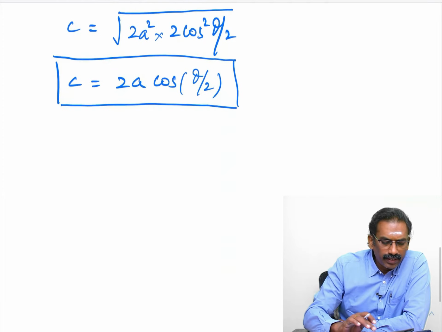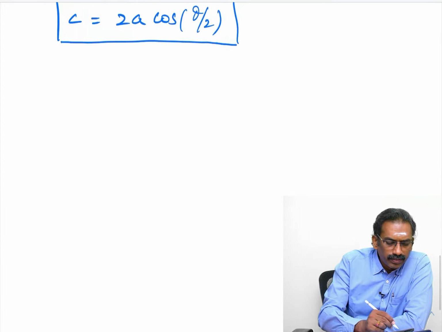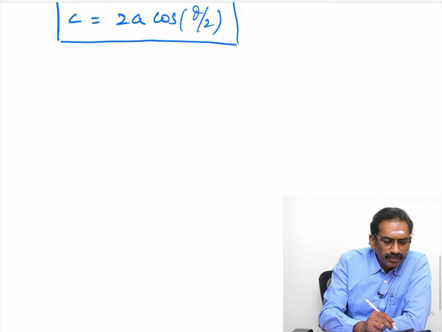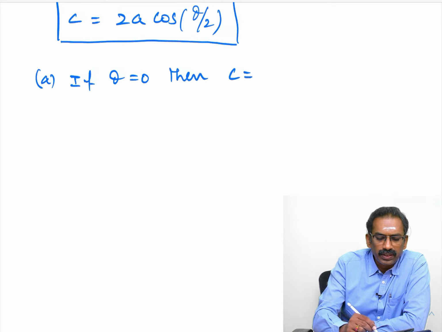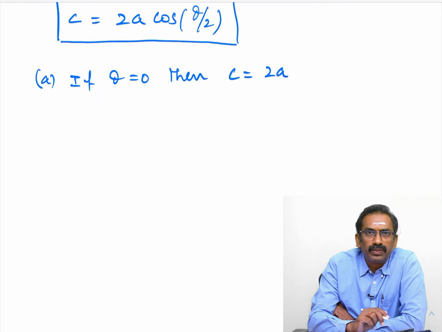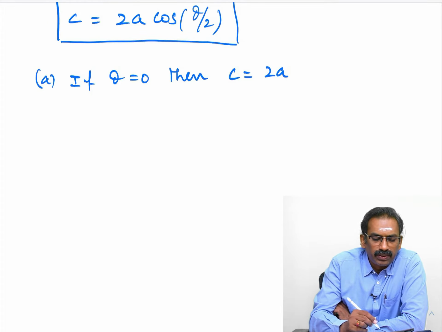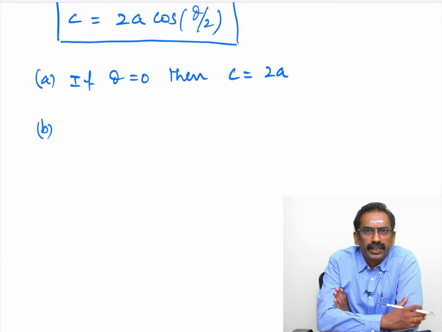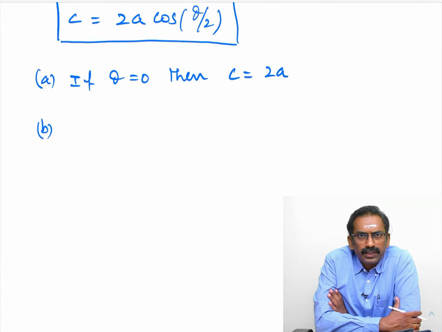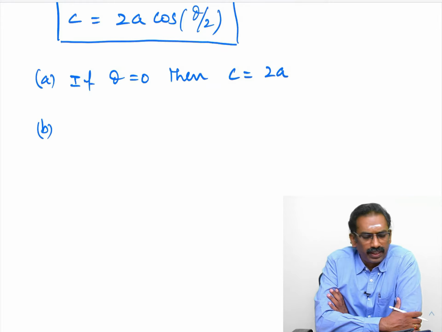Let us take case A. If theta is equal to 0, then C is equal to 2A cos 0, which is 1. So C is equal to 2a. If two vectors of equal magnitude act in the same direction, then the resultant magnitude is equal to 2 times the magnitude of any one of the vectors.